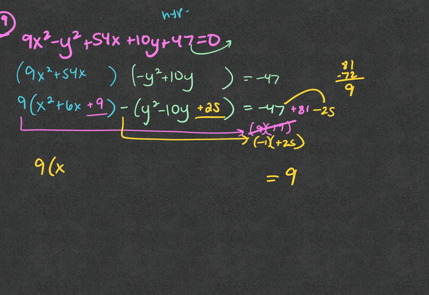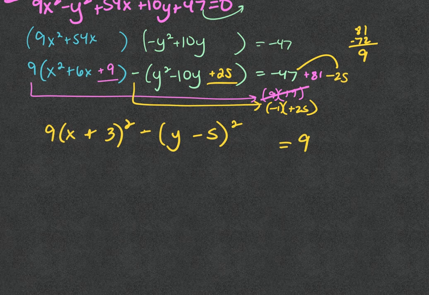If you factor, square root the x squared, square root the 9, take the sign from the 6x, minus square root the y squared, square root the 25, take the sign from the negative 10, put it in parentheses and squared. And then this has to equal 1. So I have to divide everything by 9.